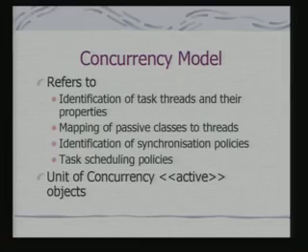The next thing that comes is the concurrency model. We have seen that we need to identify the concurrent tasks depending on the external world and its requirements. So, the concurrency model refers to identification of task threads and their properties. It tells you how to map passive classes to threads, identification of synchronization policies, and task scheduling policies. A unit of concurrency is what we call active objects. Active objects are again stereotyped objects.